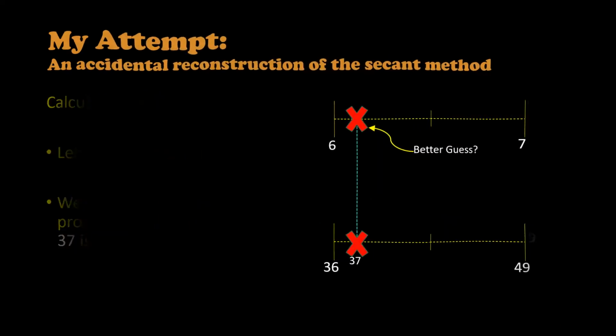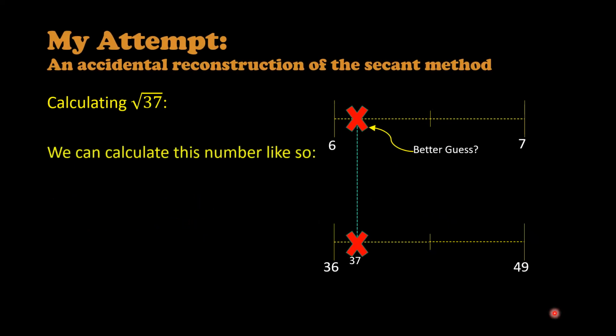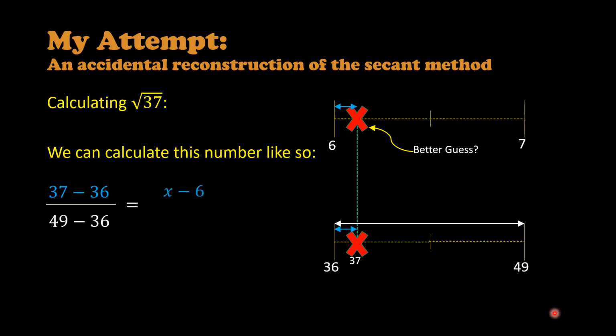Okay, so how do we calculate this? Well, we find this little distance right here. So we basically say this little distance is 37 minus 36. And we can divide it by the total distance for the bottom number line. So that would be 49 minus 36. Cool. And we could just say that's equal to the same ratio for the top number line. So for the top number line, that little blue distance there would just be whatever x is, minus 6. And then divided by the length of that number line. So that's 7 minus 6. Cool. And then we could chug along here and solve for x.